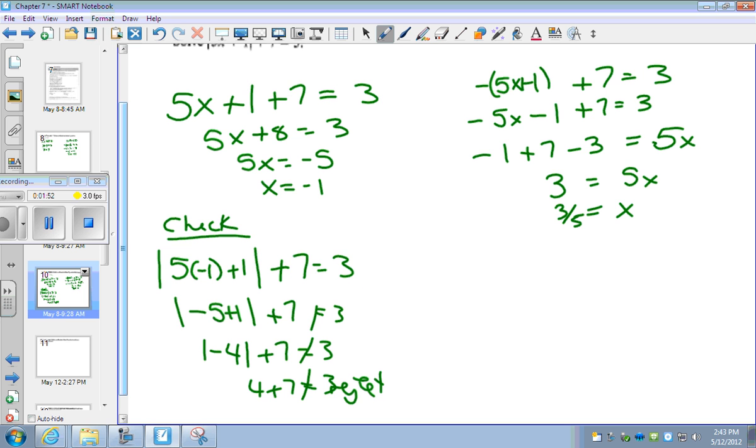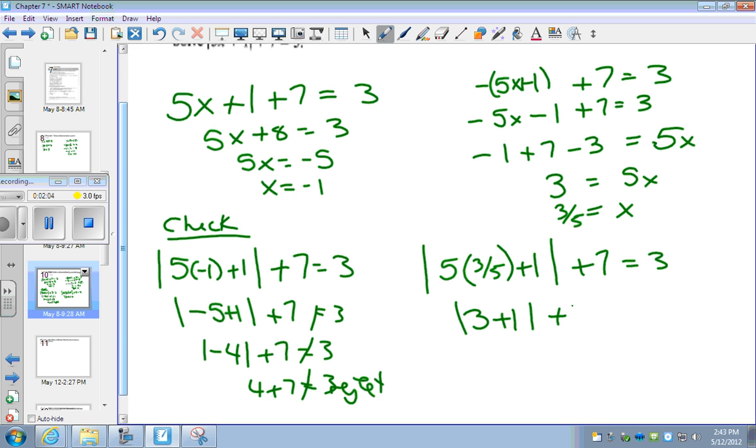So we need to check that as well. Does 5 times 3/5 plus 1 plus 7 equal 3? This just becomes 3 plus 1. The absolute value of 4 is going to be 4. That does not equal 3. Reject.